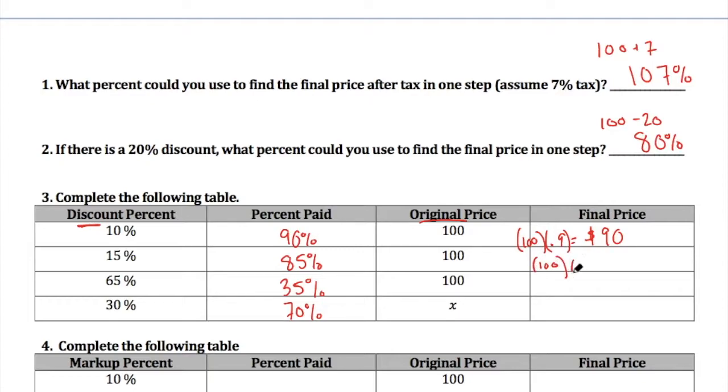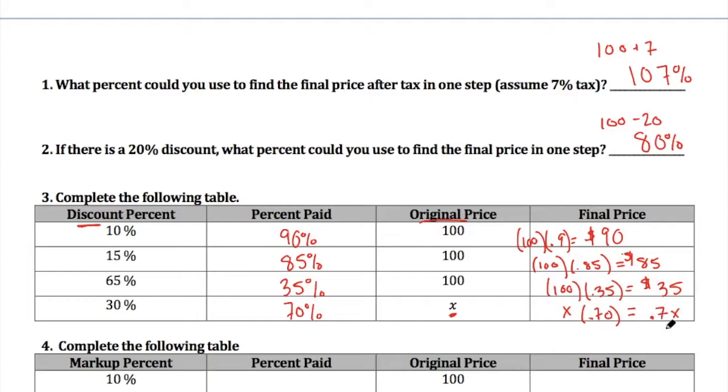Here, 100 times 0.85 will tell us that the final price of this item after a 15% discount would be $85. If we had a 65% discount, we would be only paying 35%. So we do 100 times 0.35 and realize that we're going to pay $35. If we're paying x here, notice where the 100 went. The 100 went here each time. So we've taken x, that's our price, and we're going to multiply it by our percent as a decimal, 0.70. So what is x times 0.70?